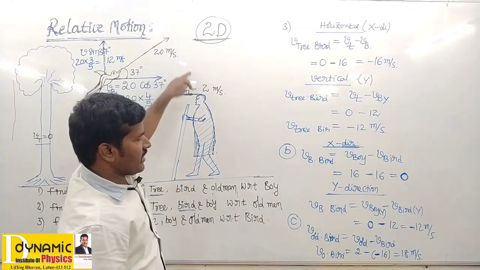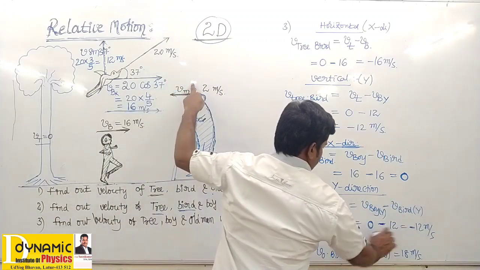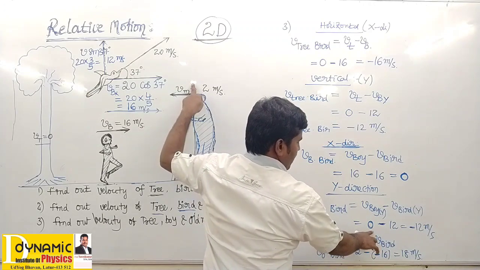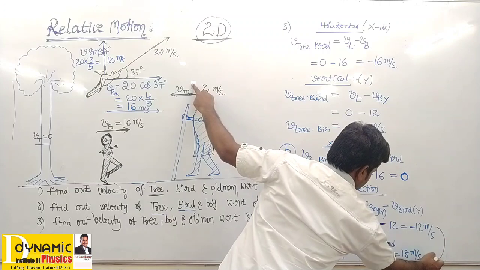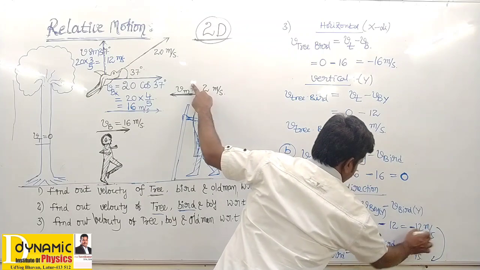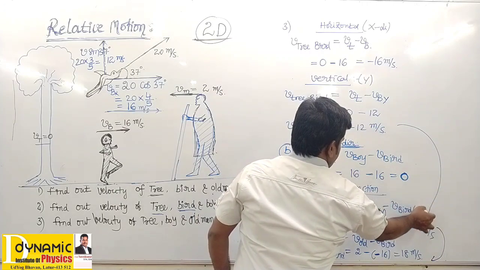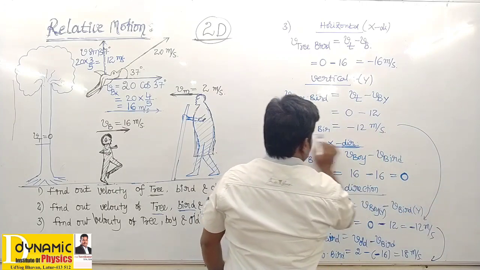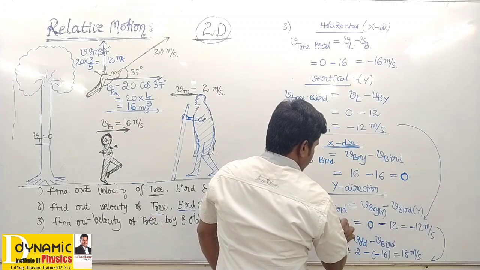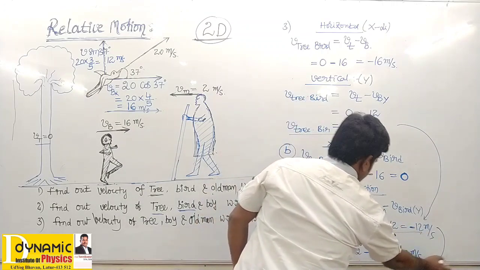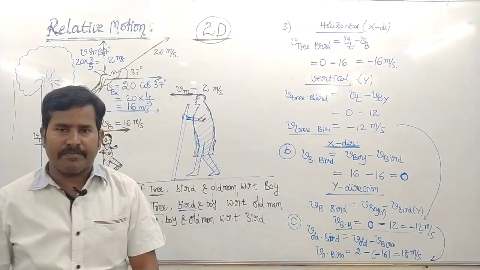But in the vertical direction, the same answer applies. The old man's vertical direction velocity is 0, and this value is repeated, that means minus 12 meter per second. In the vertical direction, the same value is repeated for the tree, the boy and the bird, and the old man also. In the vertical direction it is minus 12 meter per second.